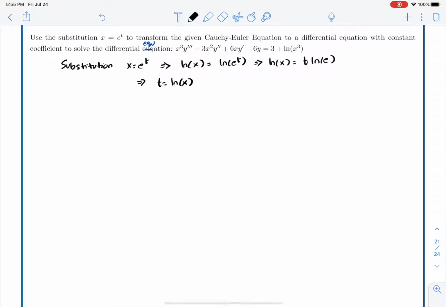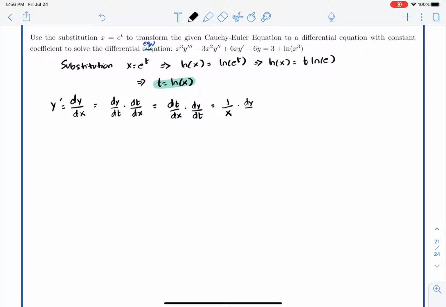So we start by finding y prime, which is dy over dx. We could write this as dy over dt multiplied by dt over dx. The way we can say it is I'm simply multiplying and dividing by dt, which would give us dt over dx times dy over dt. The derivative of t with respect to x is 1 over x because t is ln of x, multiplied by dy over dt. For convenience, I'm going to call dy over dt as yt prime.